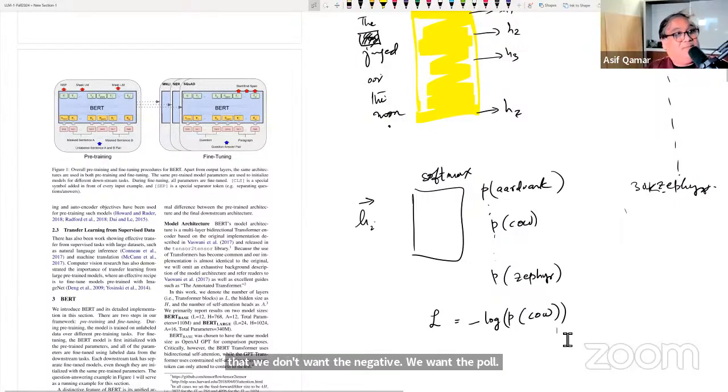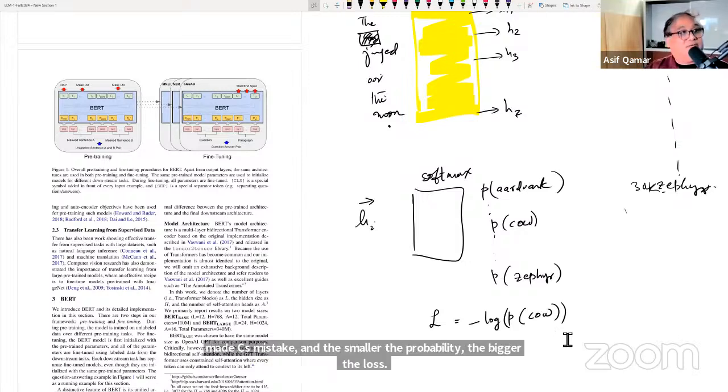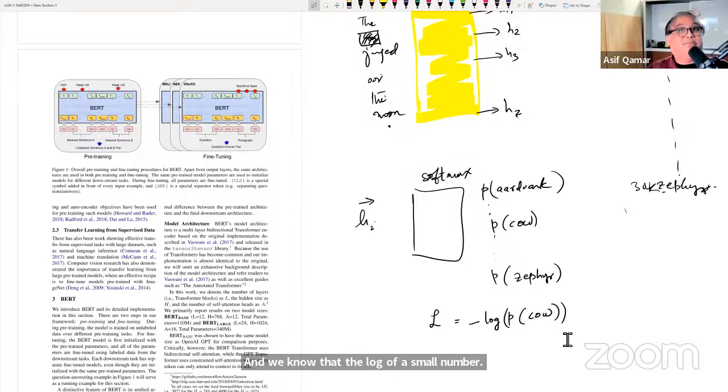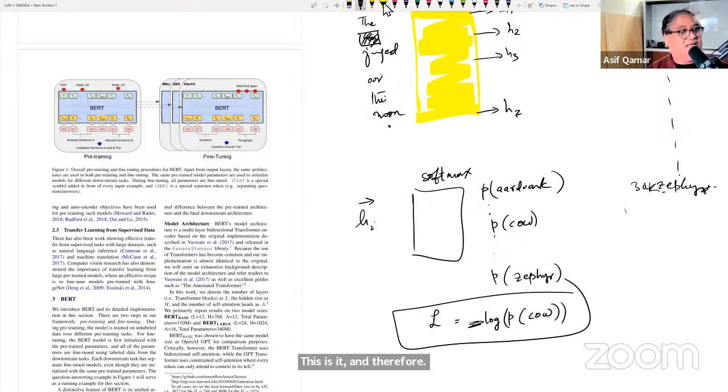We measure it to be, have made a mistake. And the smaller the probability, the bigger the loss. We know that the log of a small number is a pretty negative number. The log of 0 is minus infinity. This seems to serve our purpose, except that we need to convert the minus into a plus. How do we convert the minus into a plus? Add a minus sign here. This is it. And therefore, the loss is calculated as negative log likelihood.